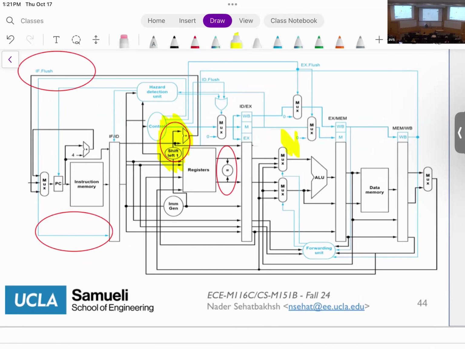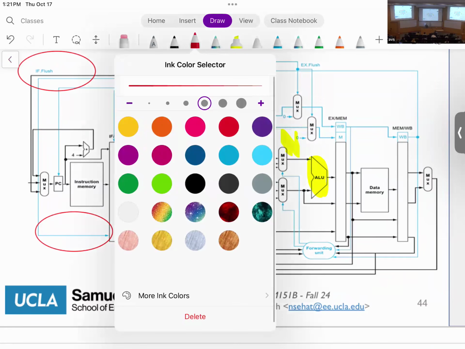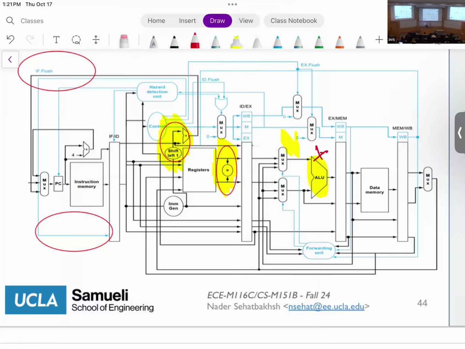And also I added this comparator, which did not exist. In the past, we were using this zero signal from my ALU to decide whether or not I'm branching. Now I'm just completely getting rid of that. No zero signal anymore. The zero signal is going to be generated here, and I'm going to feed that into my controller here.